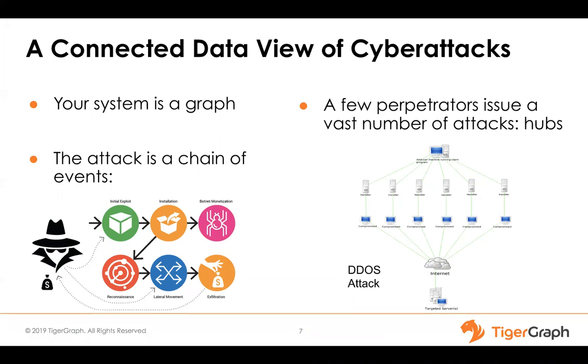And lastly, in many cases, you have a few perpetrators who then issue a vast number of attacks. So then you have a hub within your graph, and then it becomes not just the depth of the chain of events, but also how many different connections are coming out of one hub, such as in a DDoS attack. In that case, we're hitting on both aspects of graphs, both depth of analysis and breadth of analysis.